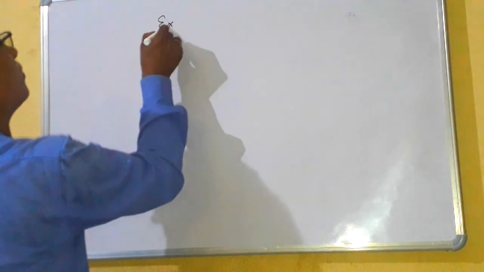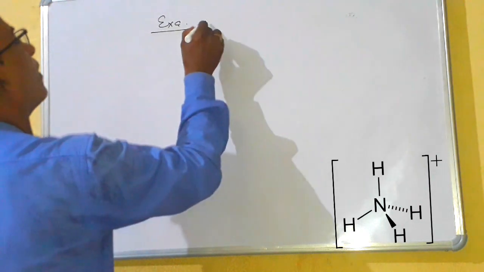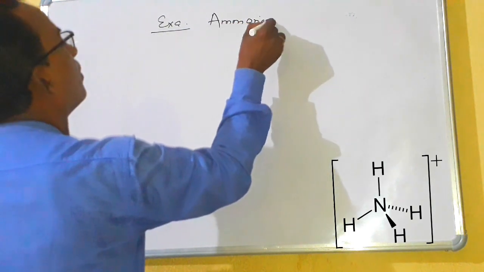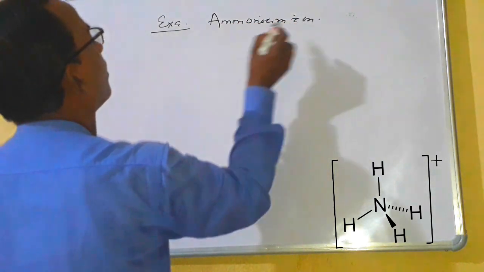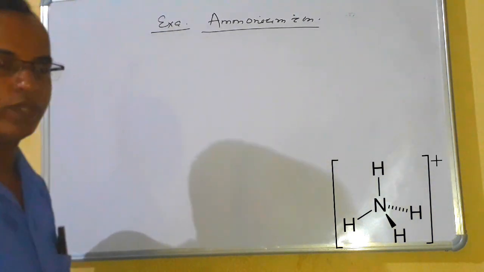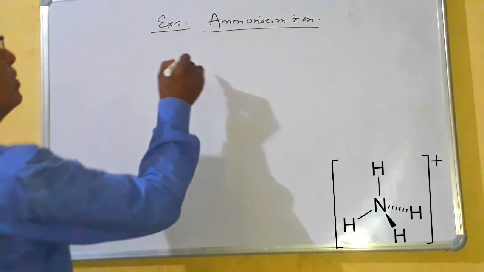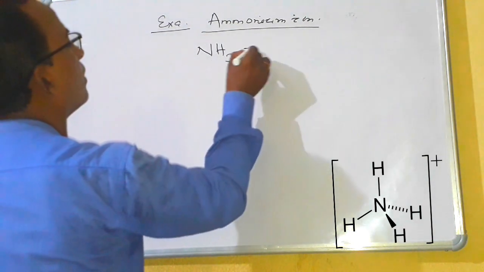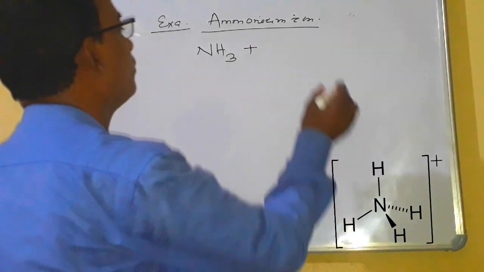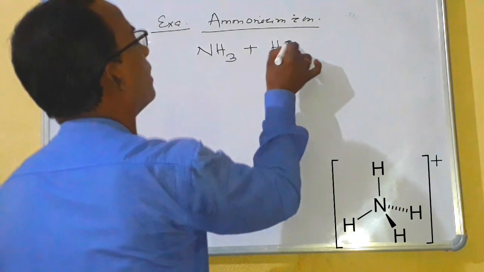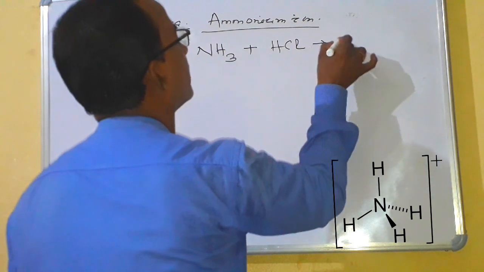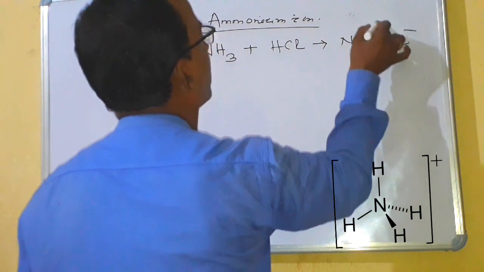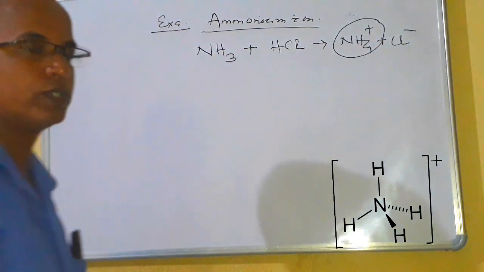Example is the ammonium ion. How is this ion formed? When ammonia is added to some HCl acid, it gives NH4+ and Cl-. But how is this NH4+ ion formed?